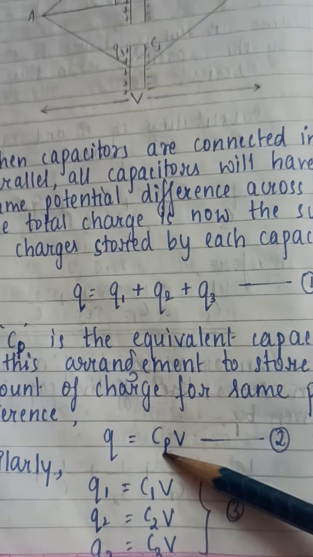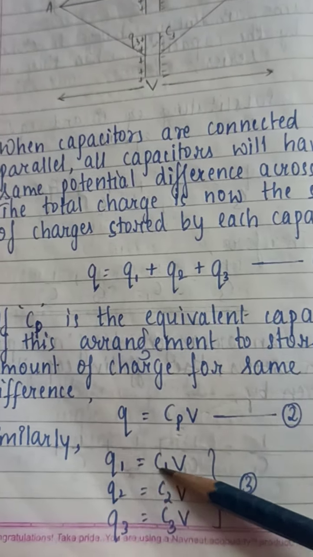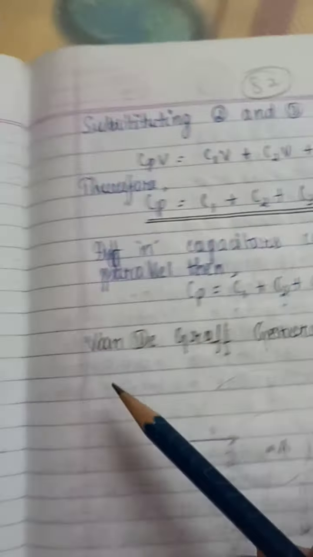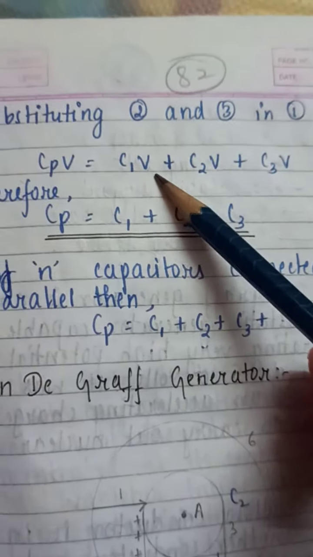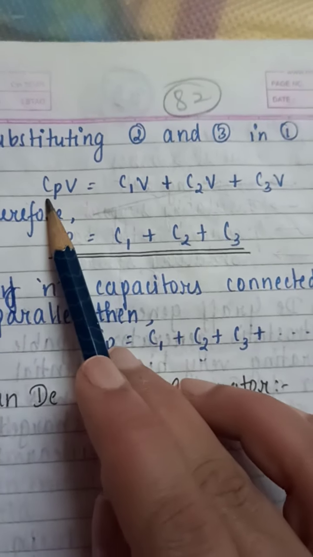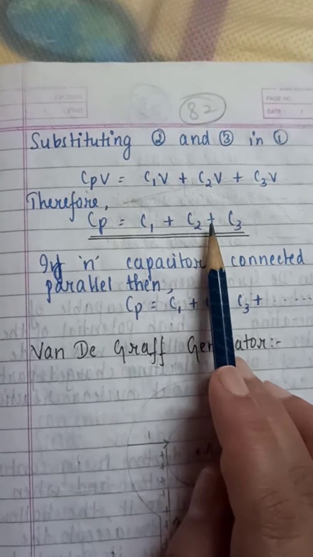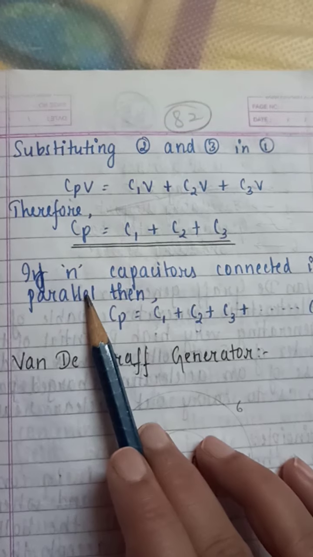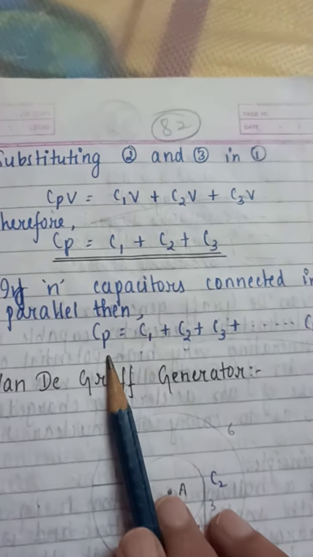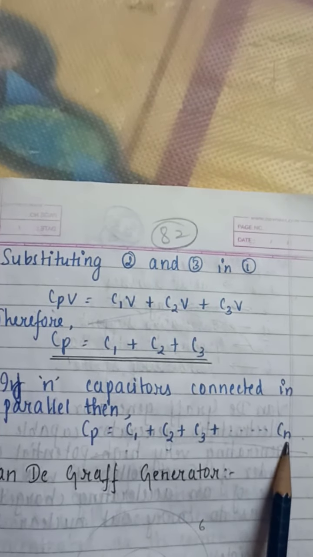The parallel combination equivalent capacitance will be Cp. Q1 is C1V, Q2 is C2V, Q3 is C3V, all we will put here, and your final expression will be CpV equals C1V plus C2V plus C3V. V is taken common and cancelled on both sides, and the final expression is Cp equals C1 plus C2 plus C3. If n capacitors are taken, then this will be the final expression, Cp equals C1 plus C2 plus C3 up to Cn. Thank you.